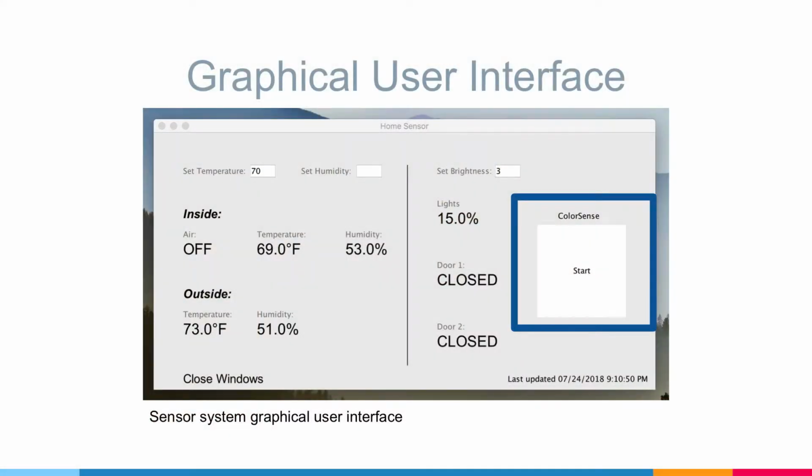Lastly, on our GUI, we have a color sensor, which allows the user to, when they press start, display in real time the color being sensed, and it will give the user RGB alpha values in case they want to recreate that color, and this can be used for color matching within the home.